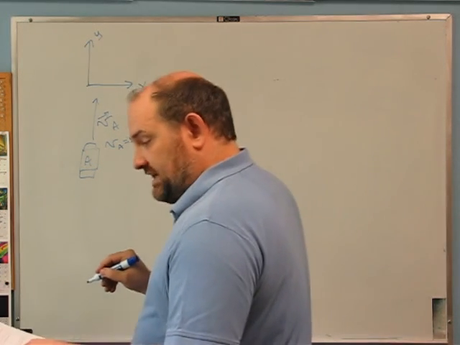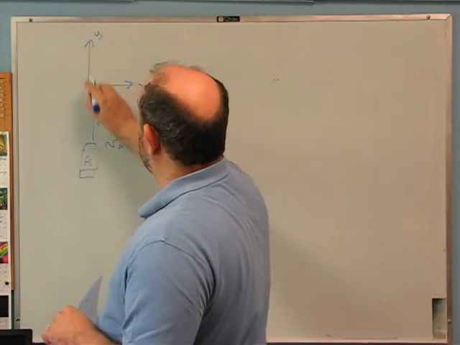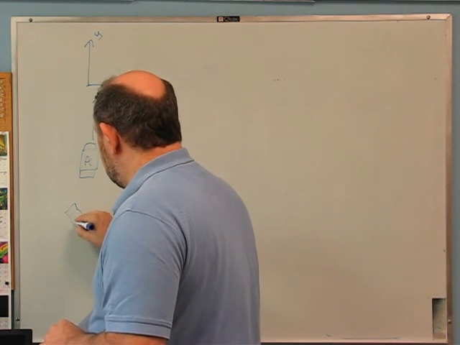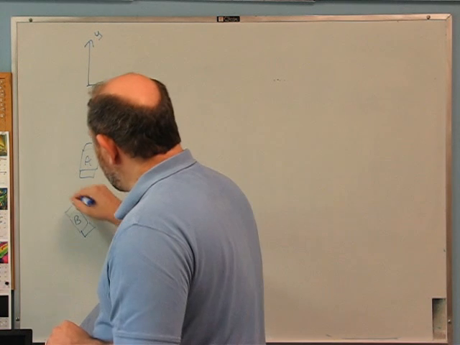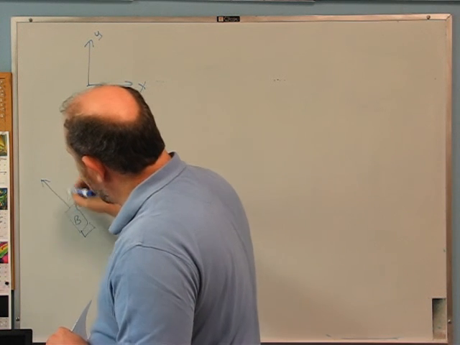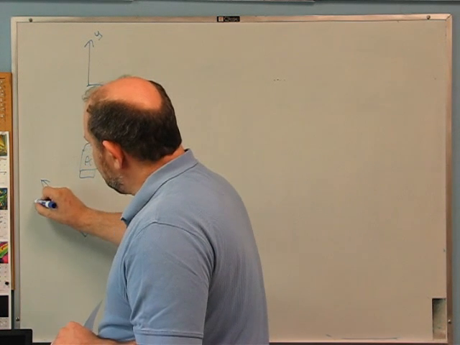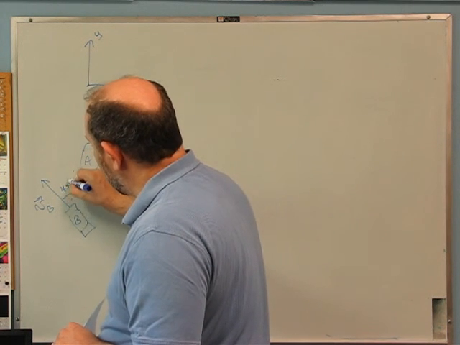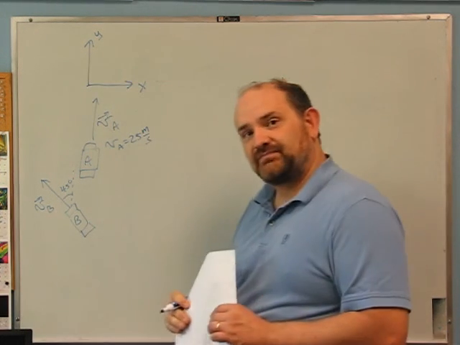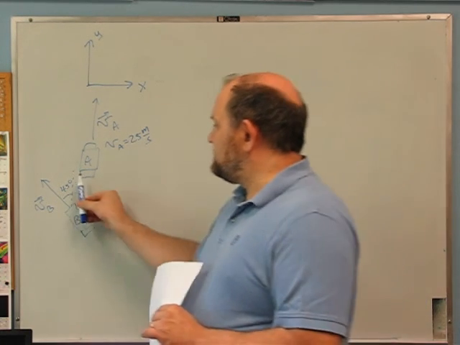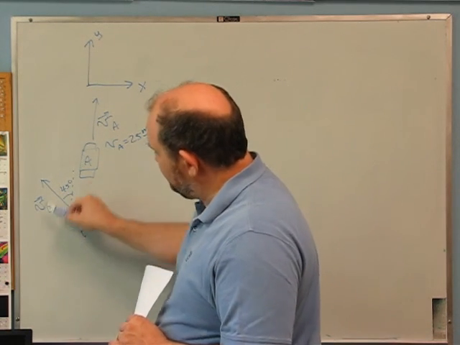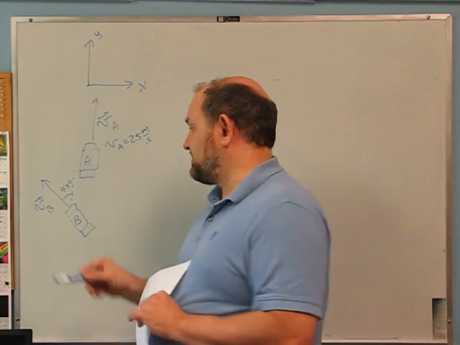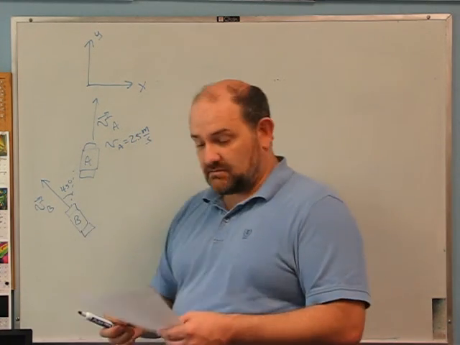Then there's car B, which is driving due northwest, so that's north, that's east, so northwest is that way. So here's car B, and when we say due northwest, what that means is that the velocity of B makes a 45 degree angle with respect to north. That's what due northwest is. And 45 degree angles are convenient because if you imagine the little right triangle here, the two legs will have the same length as each other. And so that'll make breaking this into components easier.